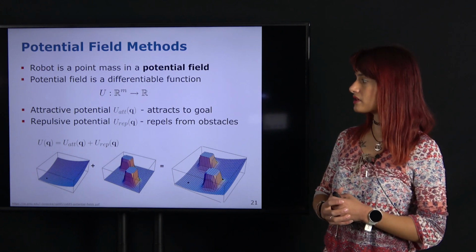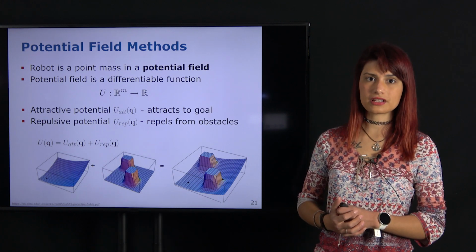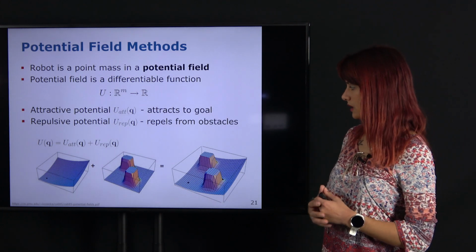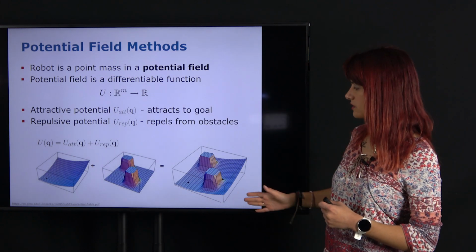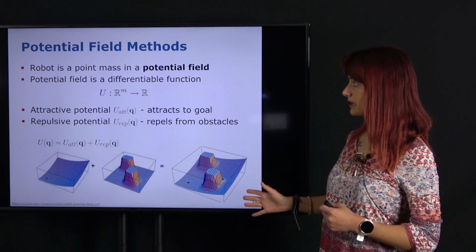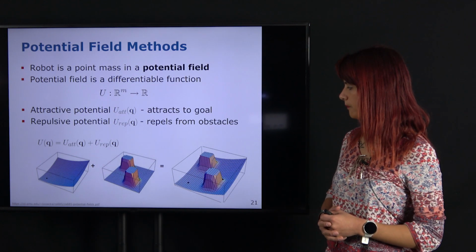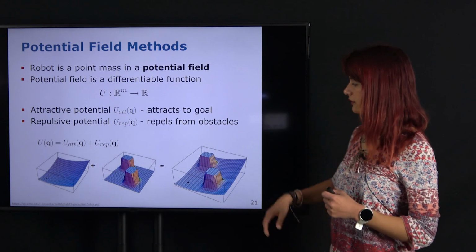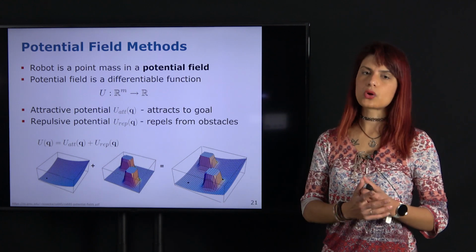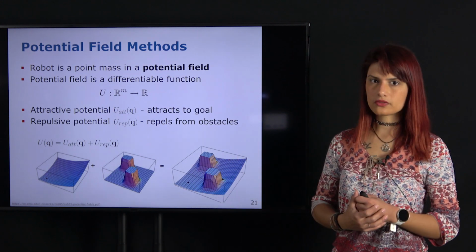Potential field methods are based on superimposing, or adding, these two types of potential. This we can see in the third figure. So essentially, the total potential field is a differentiable function, which is a combination of attractive and repulsive potential. Visually, if we put a robot point here and imagine it as a marble rolling down, it will tend to roll down towards the goal and away from the obstacles.